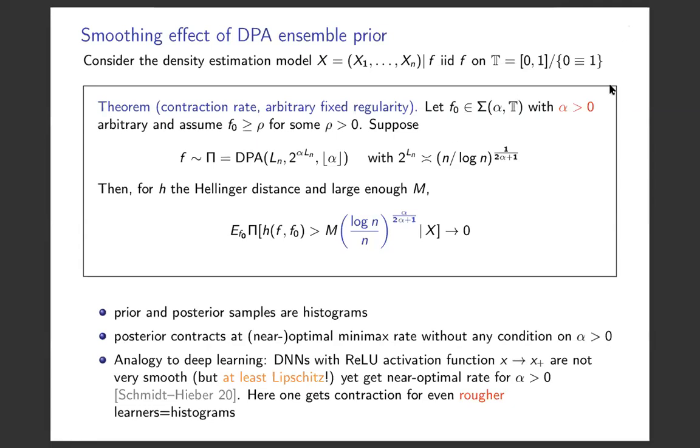We can also make an analogy of this result with deep learning. So if you take a deep neural network with a rectified linear unit activation function, you get a not very smooth object as an output, but at least it's Lipschitz. But there is this very nice paper by Johannes Schmidt-Hieber where he shows that then you get optimal rates up to logs for any regularities alpha, although your learner is only Lipschitz. And here you get a similar phenomenon, but even with histograms.